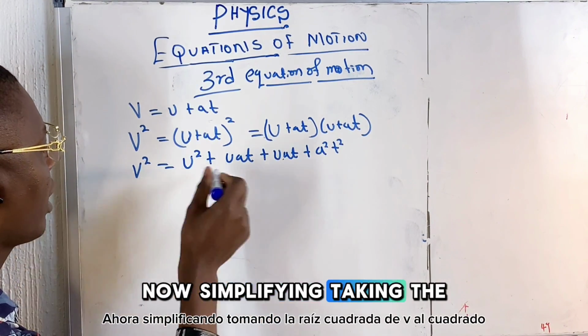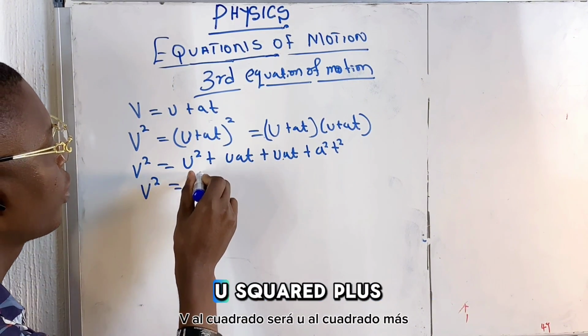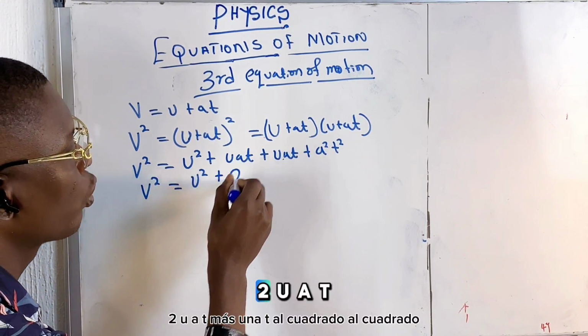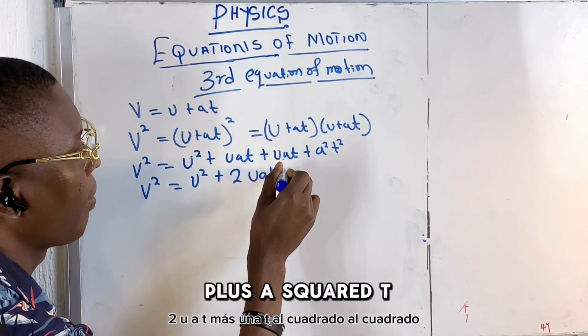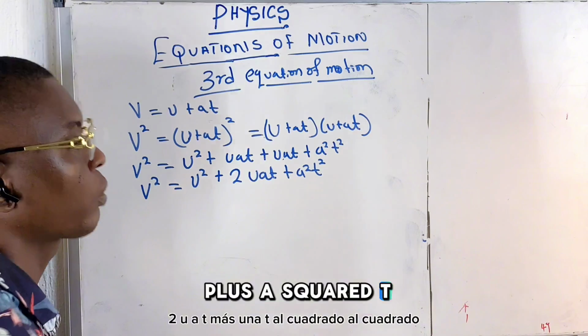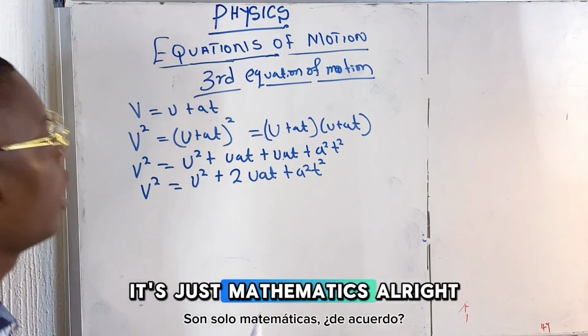Now simplifying, collecting like terms, V squared will be U squared plus 2UAT plus A squared T squared. So it's very, very interesting. It's just mathematics. All right.